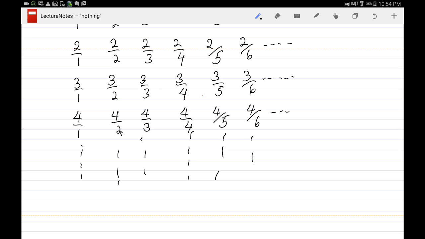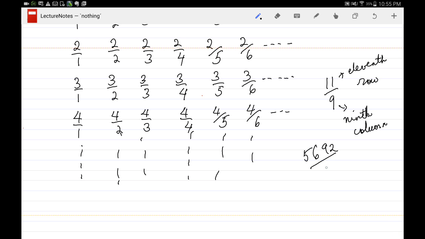So where would we find, let's say, 11 over 9? We would go to the 11th row and to the 9th column. Where would we find another weirder fraction? Let's say 5692 over 63. Well, we would go to the 5692nd row on the 63rd column. So in fact, all the rationals are on this table.